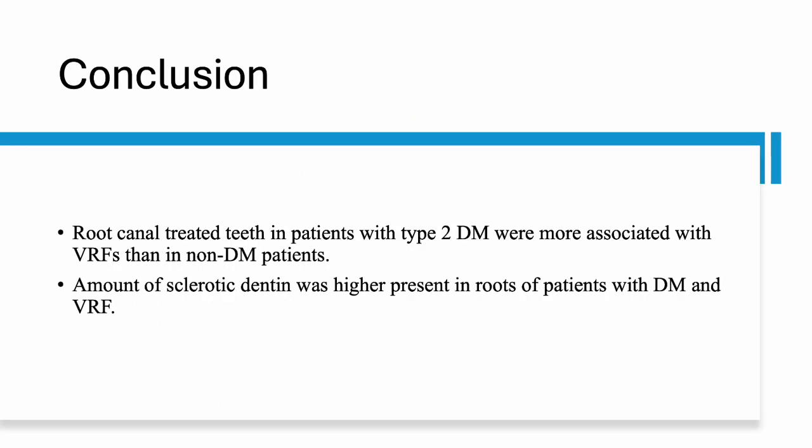So the findings of this study suggest that root canal treated teeth in patients with type 2 diabetes mellitus were more often associated with vertical root fractures than in non-diabetes mellitus patients. Also, an increased amount of sclerotic dentin was present in roots of patients with diabetes mellitus and vertical root fracture, and root dentin from patients with type 2 diabetes mellitus and vertical root fracture also showed higher levels of pentosidine, collagen cross-linking ratio, and mineral to collagen ratio.